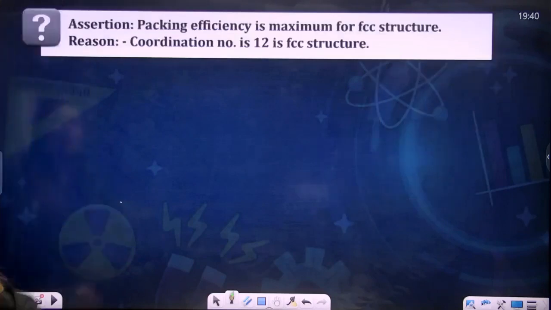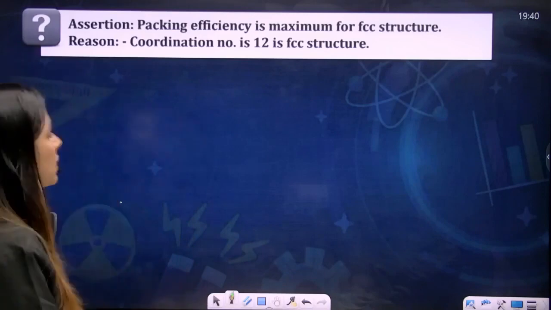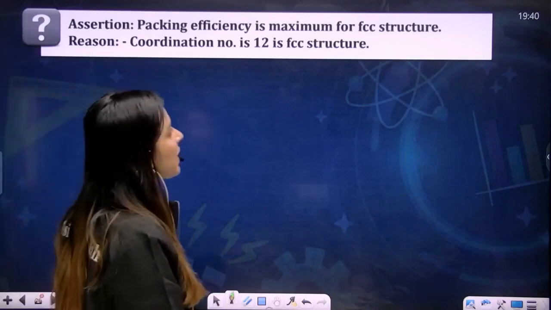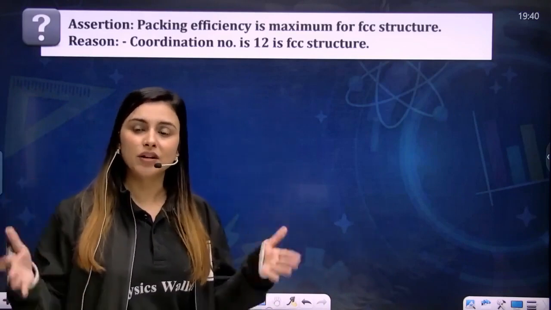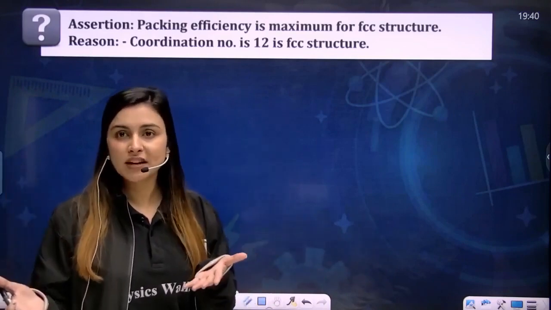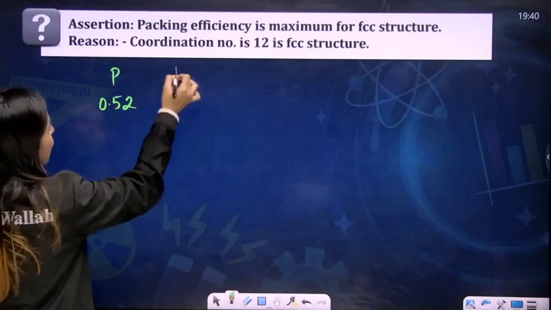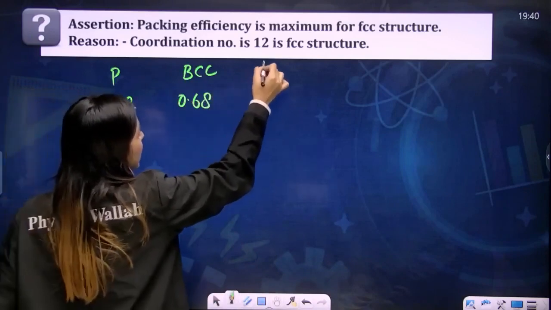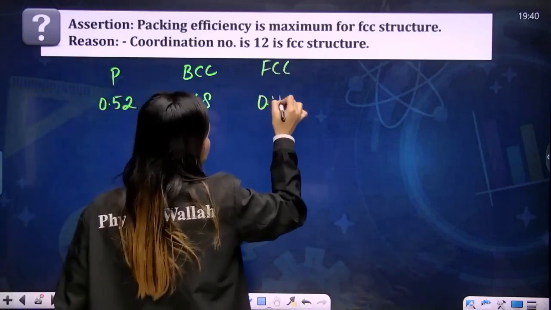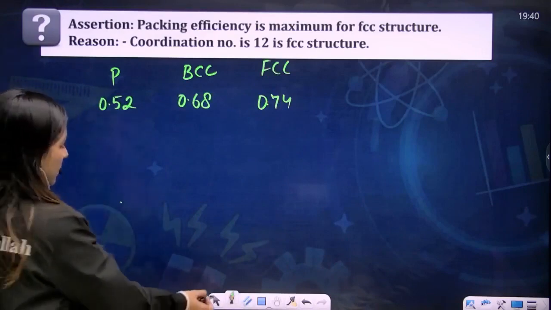Next question. It is another assertion reason question. Try to read the assertion and reason. It says that packing efficiency is maximum for FCC. Till now, whichever we have studied, we know that the packing fraction of FCC is maximum, which is 0.74, because for primitive it is 0.52, for BCC it is 0.68, and for FCC it is 0.74. So the maximum is for FCC. So this statement is true.